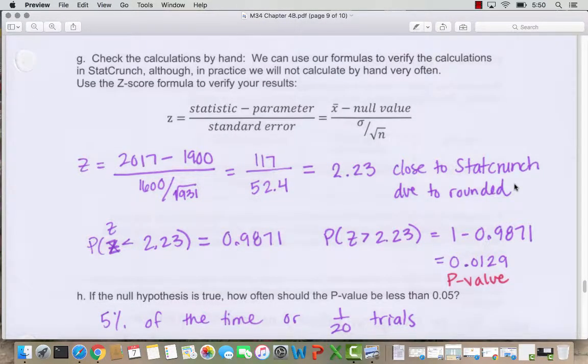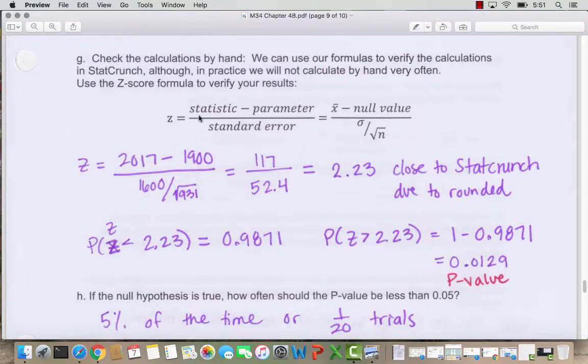So we let StatCrunch do our calculations, but you can also calculate by hand. So here is our z-score formula. Remember, it's the statistic minus the parameter, that's the population value, divided by the standard error or the standard deviation. In this case, our statistic, because we're dealing with quantitative data, is x bar, the sample mean. Our null value is what we assumed in the parameter. And then our standard error is going to be sigma divided by square root of n, since we're sampling.